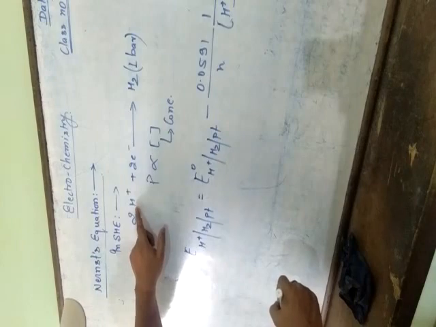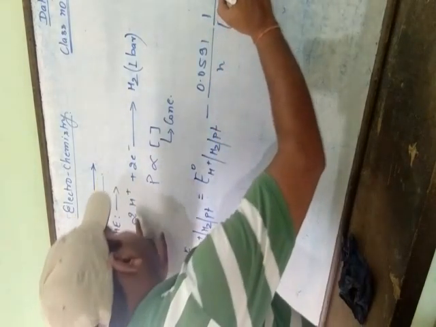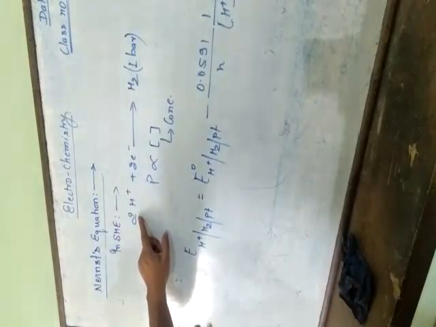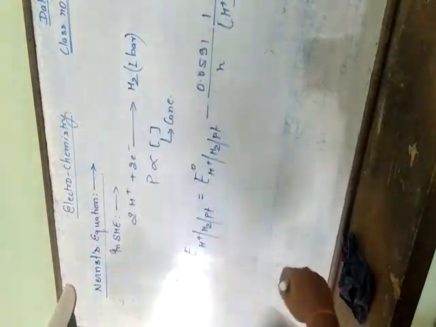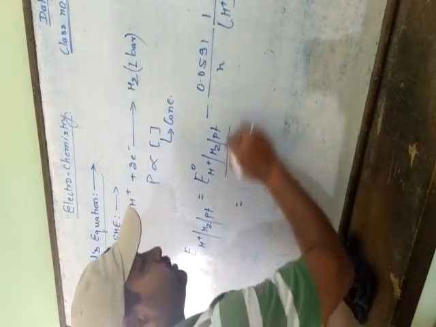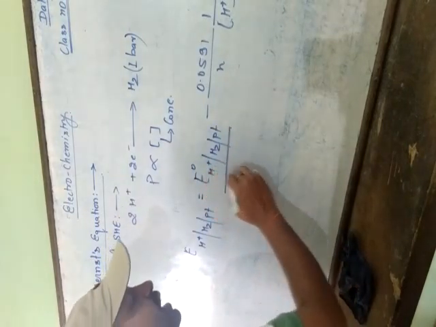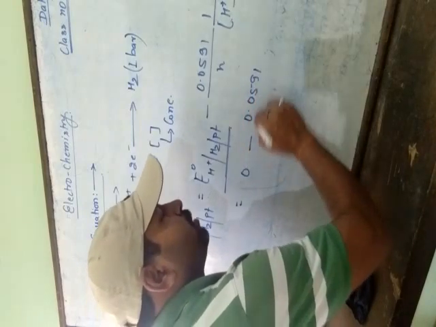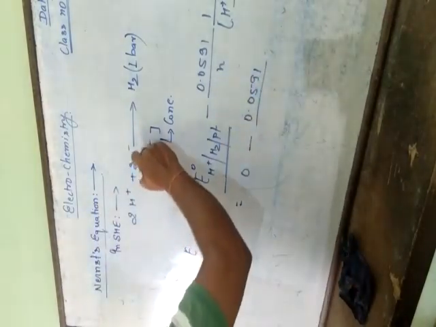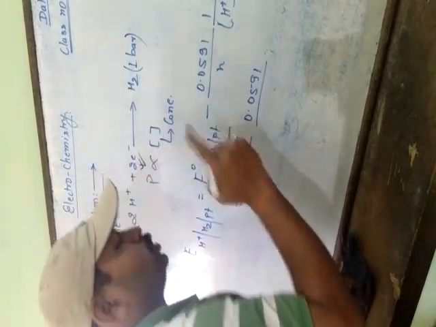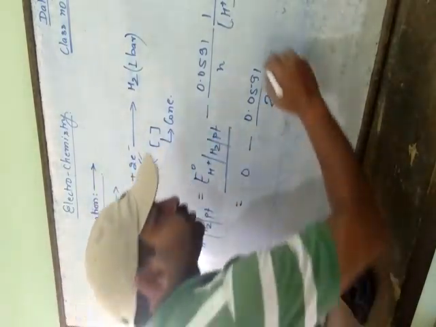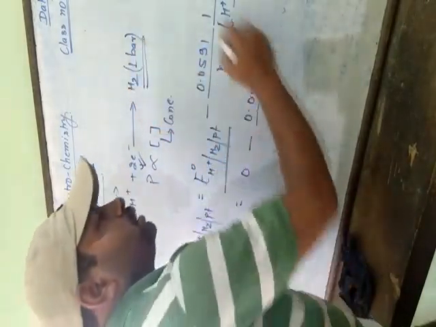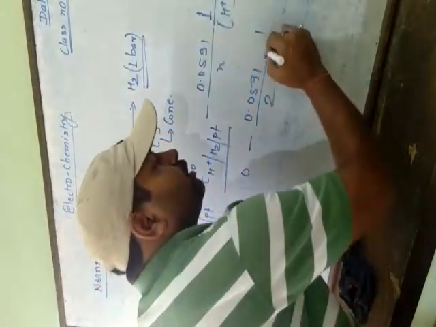Students, the coefficient must be present at the top. So if the coefficient is 2, it becomes a square; if the coefficient is 3, it becomes a cube. Now we know that the standard value of SHE is 0, minus 0.0591 by how many electrons are involved in this equation? Students, 2. So the number of electrons is 2 and the pressure is 1, so it is taken as 1.